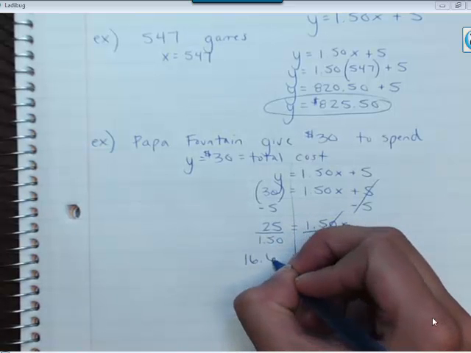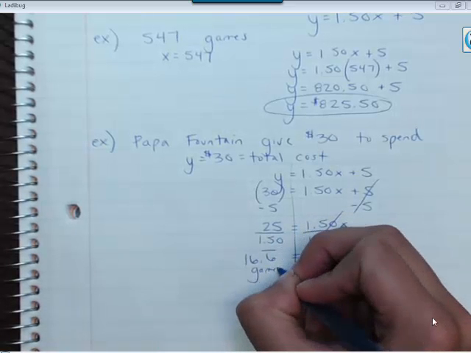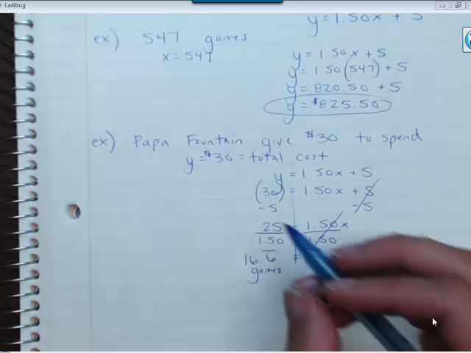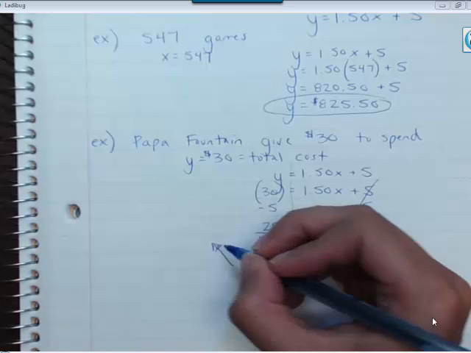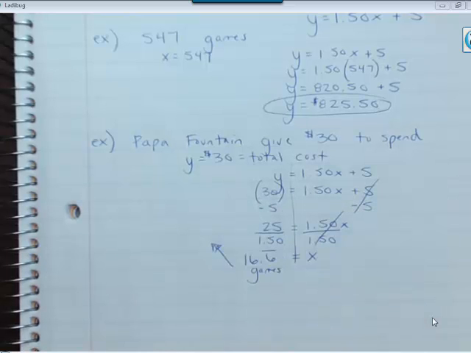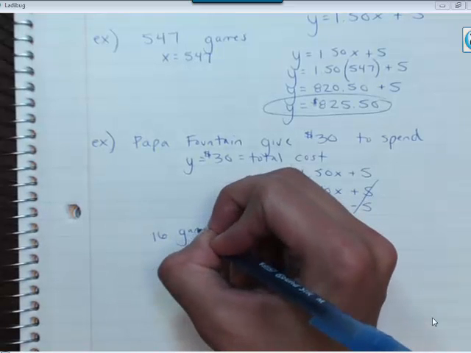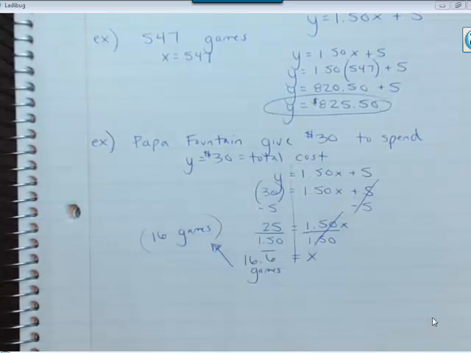Now, can I play 2/3 of a game? No. So my answer, if this was a STAAR question, is it going to be 16 or 17 games? Okay, just 16 games, because remember, my dad, Papa Fountain, told you he's not spending any more money, so don't go and ask him to pay for that 17th game or finish out. Okay, you only get to play 16 games.